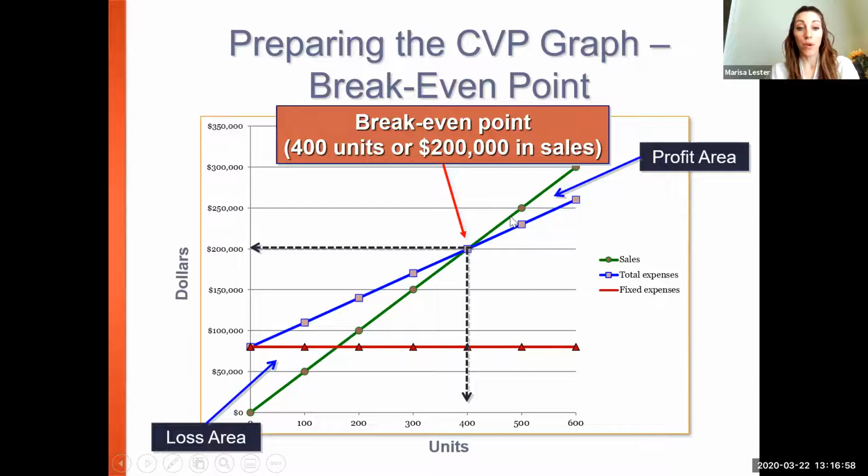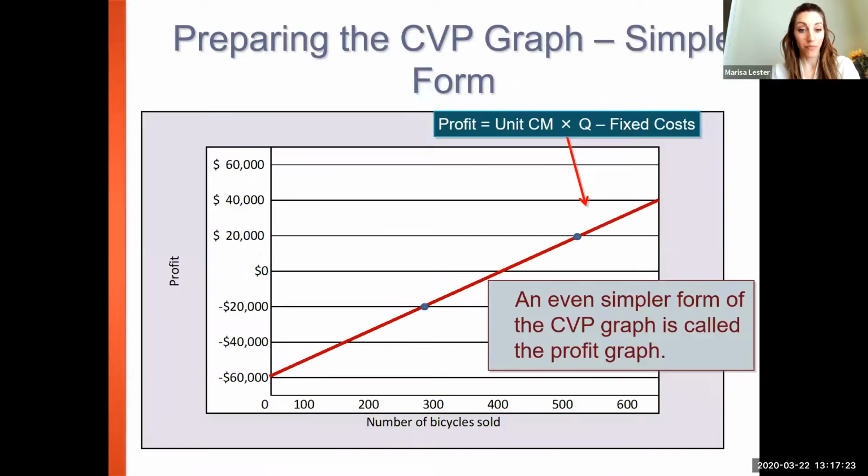And then I have these 2 areas. So the area above my break-even point, where my sales line is above my total cost line, I call that my profit area because I've already broken even and now I'm going to start to make money. The area below the break-even point is my loss area. So if I sell less than break-even, I'm operating at a loss, negative net operating income.